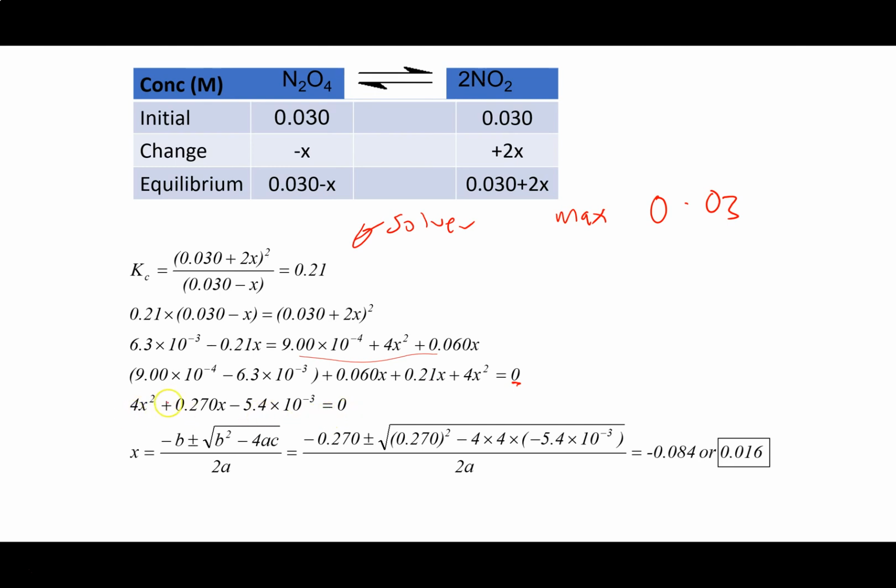My a is 4, my b is 0.27, and my c is minus 5.4 times 10 to the minus 3. Then I put that into the quadratic formula, and I get my 2 roots. Remember that only one of these values is going to be sensible. We've got minus 0.084. That doesn't make any sense. Our change is not going to be negative, because that would be equivalent to the N2O4 increasing. Plus it's bigger than 0.03. It's got to be that one. Okay, so that's a lot of work if you're not going to use the solver.